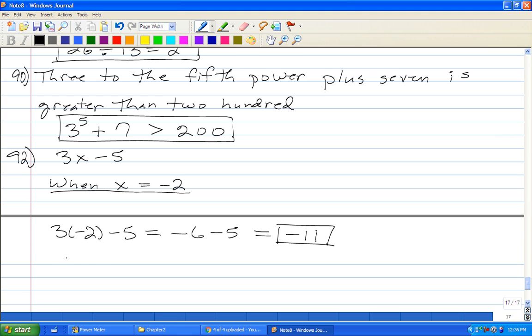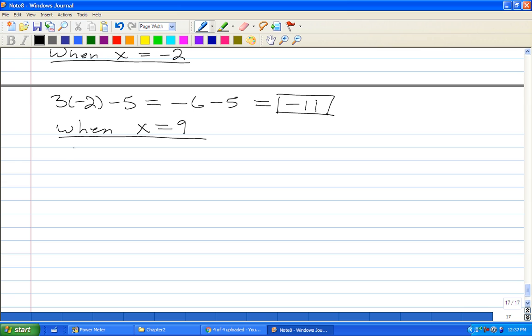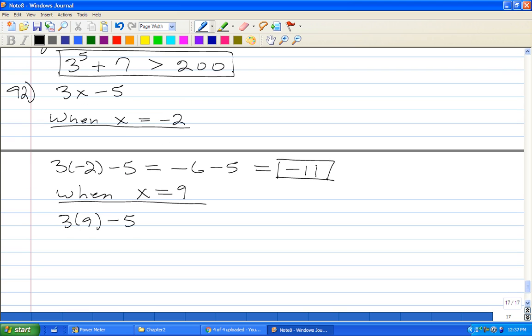Let's evaluate this when x is equal to 9. And so let's replace x by 9. So 3 times 9 minus 5. And please note that when you do an evaluation or substitution, please put parentheses around the object you're substituting. It will prevent many errors if you do that. 3 times 9 is 27, minus 5 is 22.